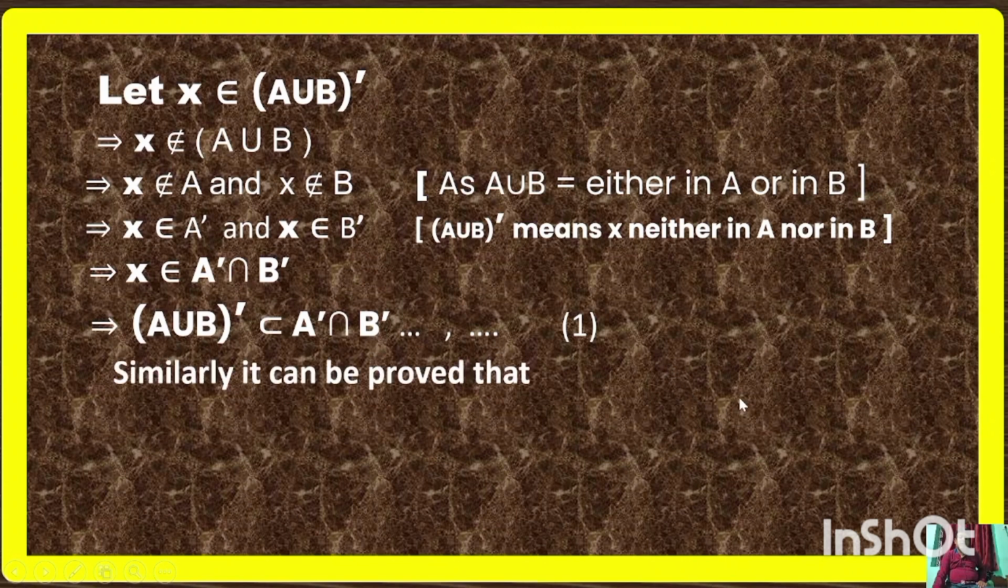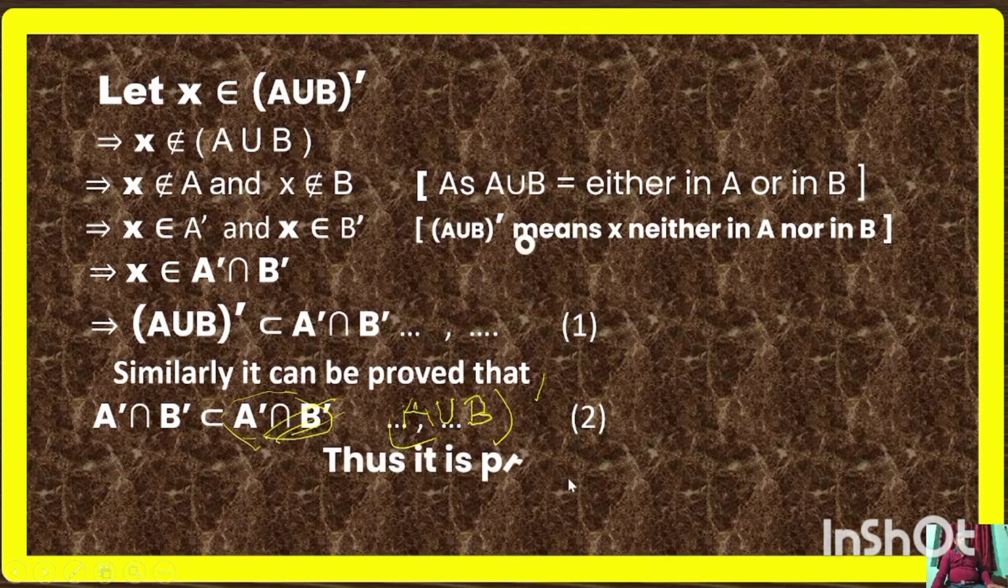Similarly, it can be proved that A dash intersection B dash is also a subset of (A union B) whole dash. We can prove it in the same way. In both cases we can prove that (A union B) whole dash is equal to A dash intersection B dash.